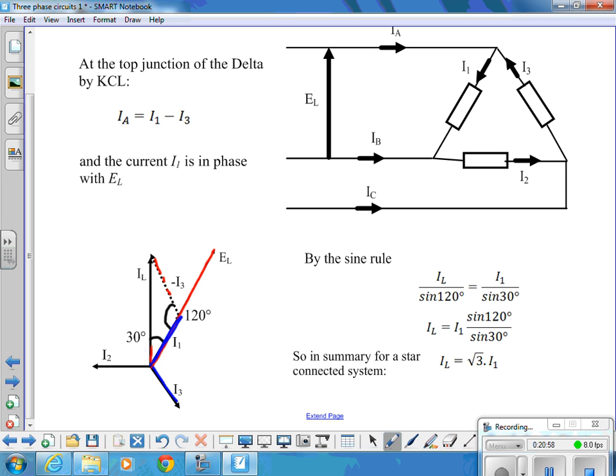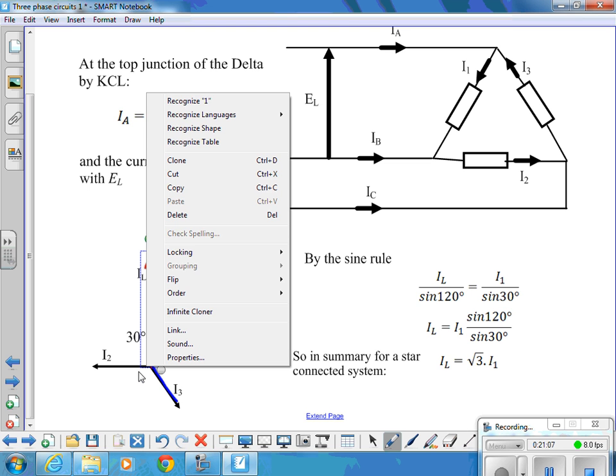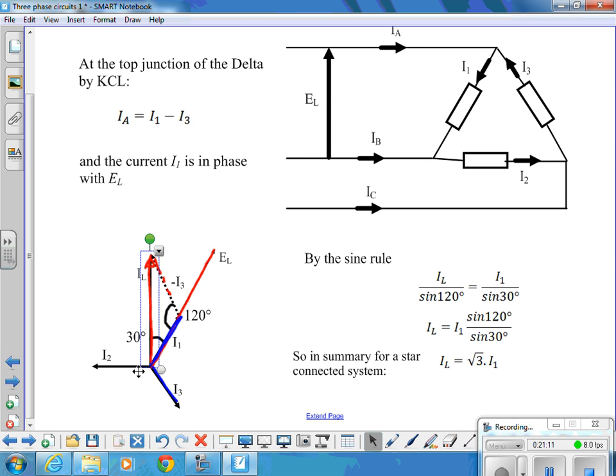This phasor in here is our line current. It's 30 degrees out of phase with the phase current. That's the addition of the two. We do the same maths as before, using the sine rule on that triangle. IL over sine 120 degrees is equal to I1 over sine 30. Rearrange all of that, and we end up with the line current being √3 times the phase current. Yeah?